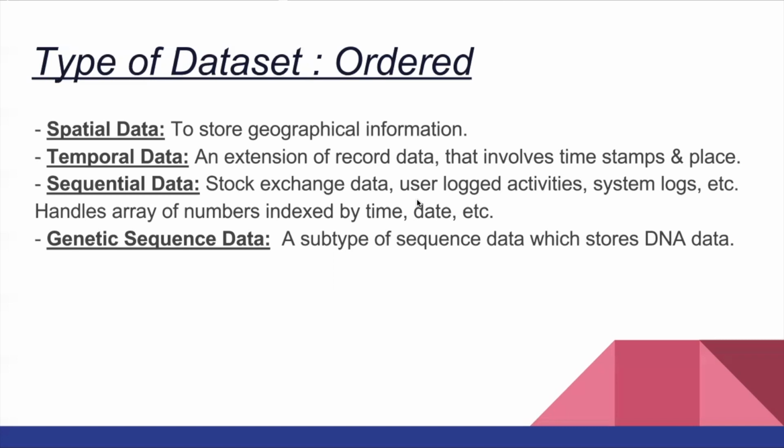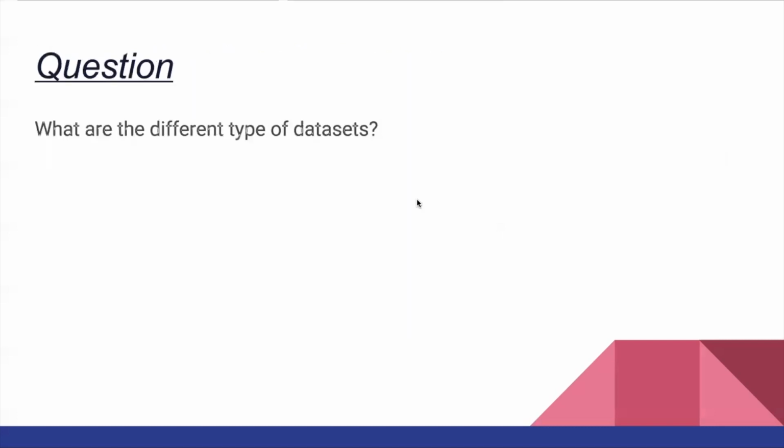And lastly, we have genetic sequence data, a subtype of sequence data which stores our DNA data and our genetic information, and we can map it using the time and the place we are. So it would be helpful for us in the future.